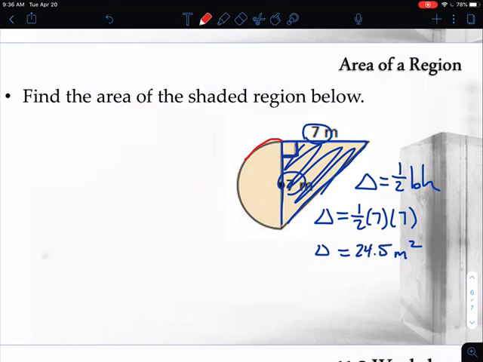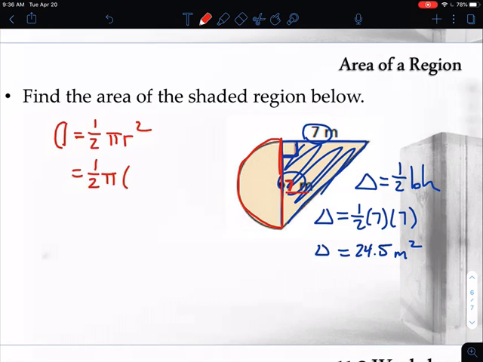What I also need though, is I need to find the area of this semicircle right here. So first, recognizing that for my circle, it's 1/2 of a circle, that means I'm going to take 1/2 of my pi times radius squared. So I need 1/2 of an actual circle. And so as I go to plug in, I've got my 1/2 times pi.